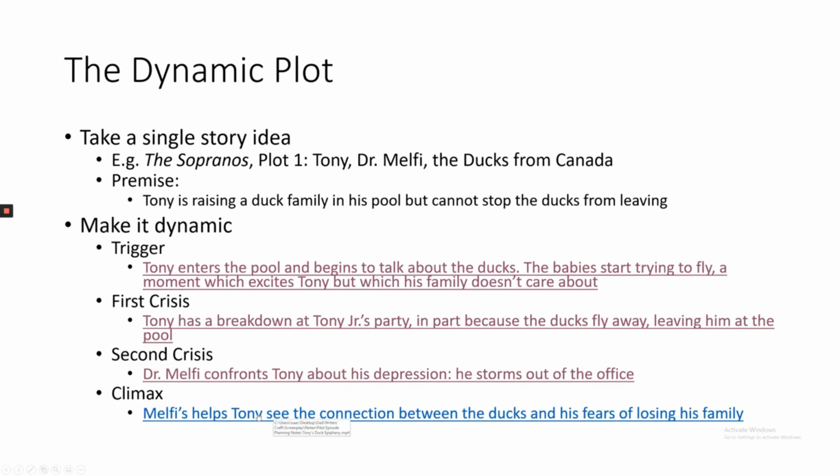Melfi, where Melfi helps Tony see the connection between the ducks and his fear of losing his family. And it's a climactic moment because he reaches a breakthrough. And you can see that this is symbolized by his tears. So it's another scene in the office.